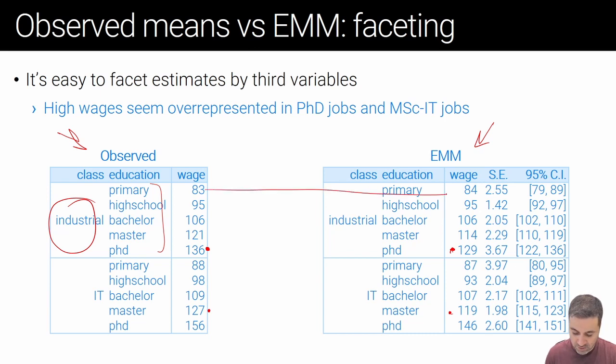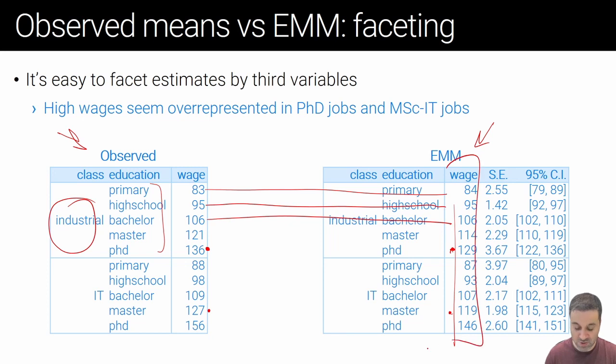So primary industrial 83 or 84, 95 for high school, 95, 106, 106. Those are still being estimated kind of the same as we observe in the raw numbers. But there is a big difference between master and PhDs. So there's something going on with master and PhD education levels in the data, because once we start controlling for something else, we see that their estimates are smaller.